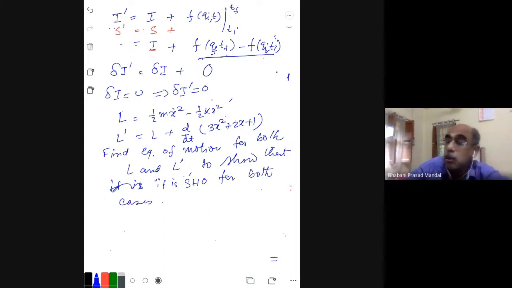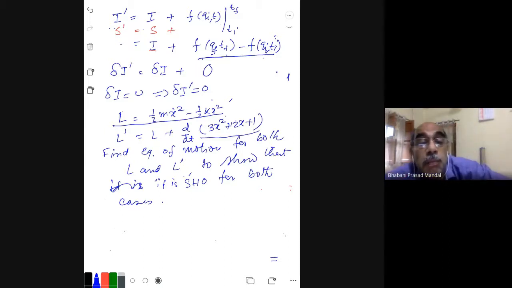Okay, so this equation you have already obtained, no need. For L prime, you just take the derivative and then obtain the equation of motion using the Euler-Lagrange equation, and you will get the same equation of motion. So this is very interesting. This Lagrangian and this Lagrangian are non-trivially different, not like multiplying by a constant or adding a constant.